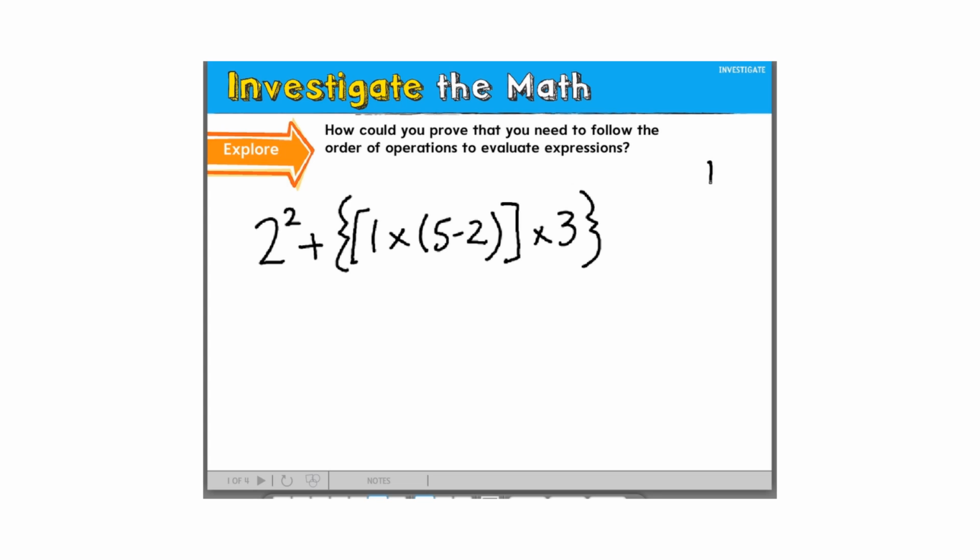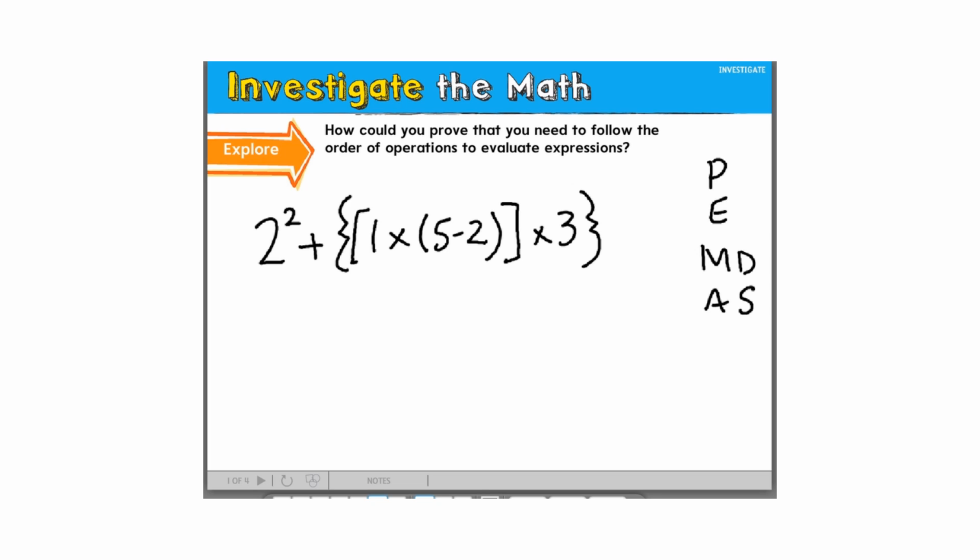Actually, it's not. I see what's going on. Nothing's bad. It's not that bad. Listen up. Basically, a parenthesis, a bracket, and a brace all do the same thing.